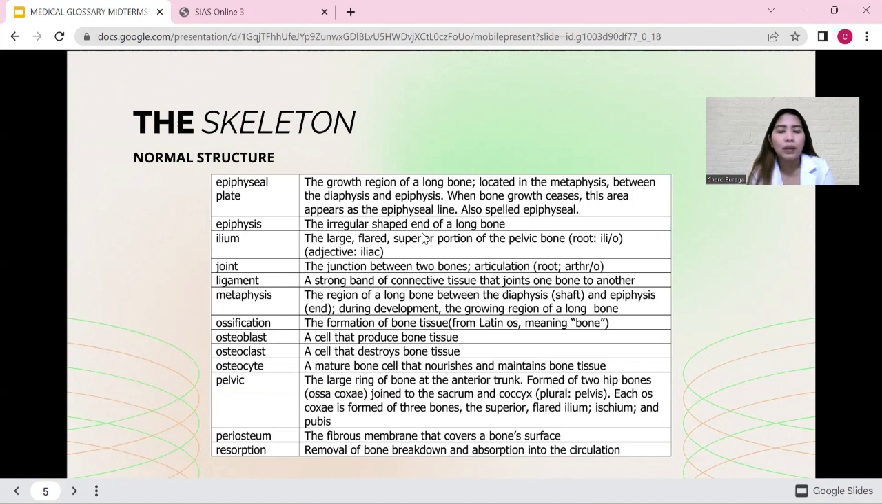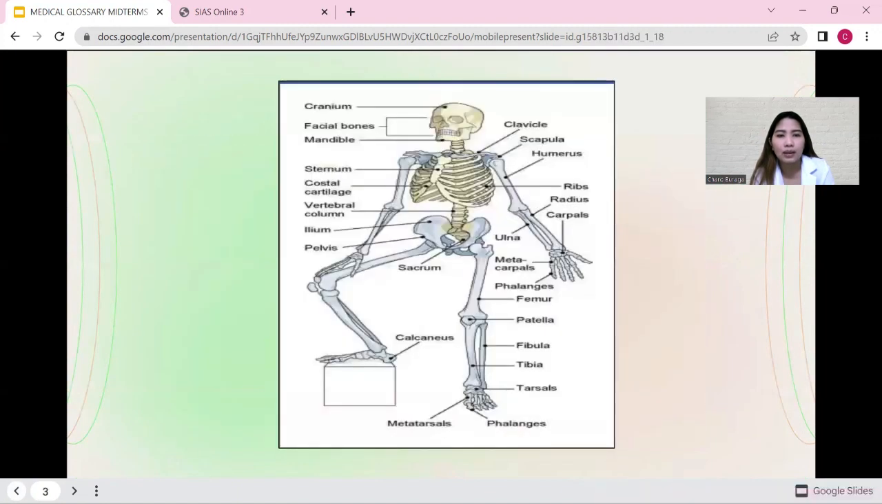Okay, the ilium, it is the large flared superior portion of the pelvic bone. Iliac or the ilium, ganun siya. Kung nakaupo tayo, meron siyang flat na ganun, no? At mag-base na lang kayo dun sa picture dito sa last. Ayan. That is the ilium. Nakikita nyo dyan. Okay?